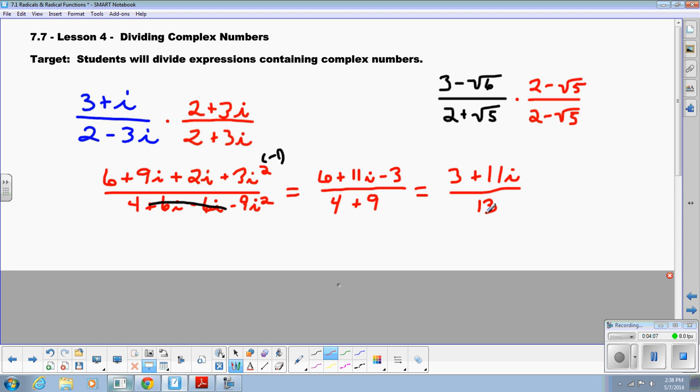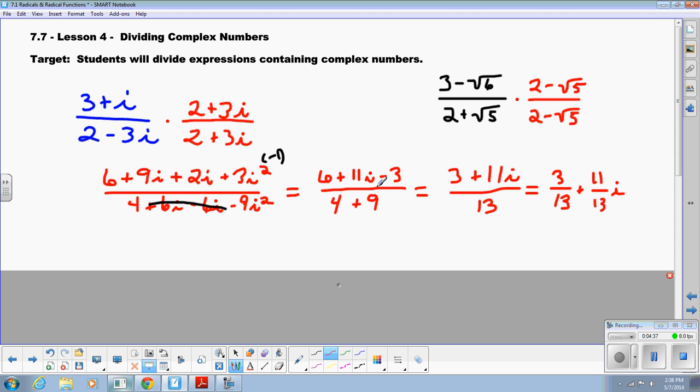Now sometimes I can leave my answer this way, but I do want you to know if you were to actually look at this in the back of the book, it splits this into a real number and an imaginary number. 13 in the denominator now means I could divide both of these, the 3 and the 11i, both by 13. So we'll break that apart and say this is 3/13, that gives me a real number, plus 11/13 times i, the imaginary number. So now I'm in a plus bi form.